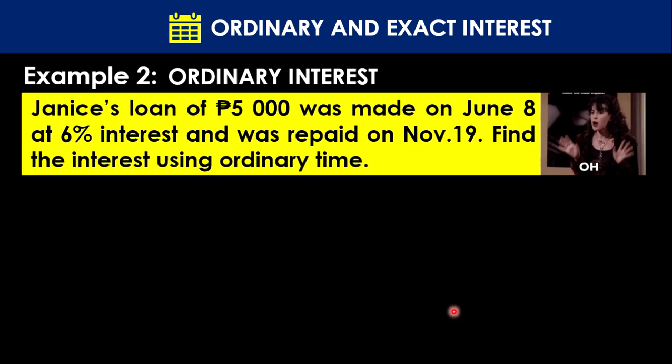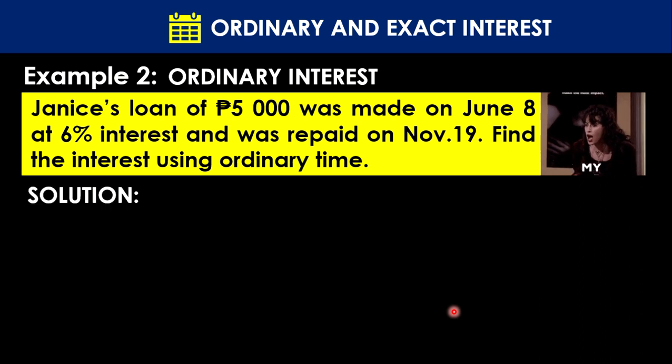Okay, let's have another example. Genesis' loan of 5,000 pesos was made on June 8 at 6% interest and was repaid on November 19. Find the interest using ordinary time. In this case, we have the principal amount of 5,000 and the rate of 6%, but instead of being given the days, we need to compute the number of days, given that it started on June 8 and was repaid on November 19. Since we are using ordinary time, all months here are 30 days.